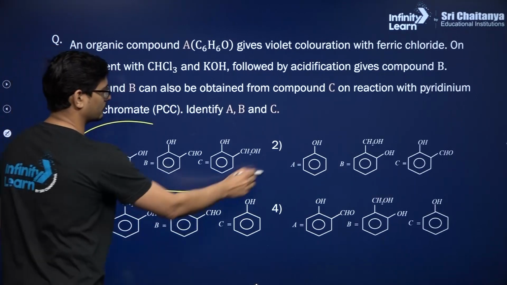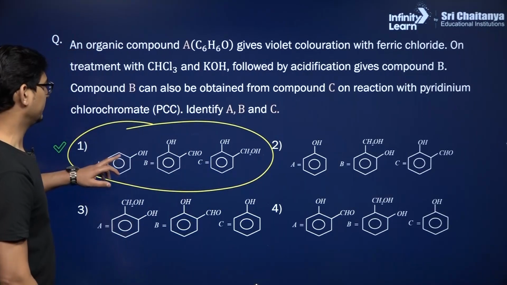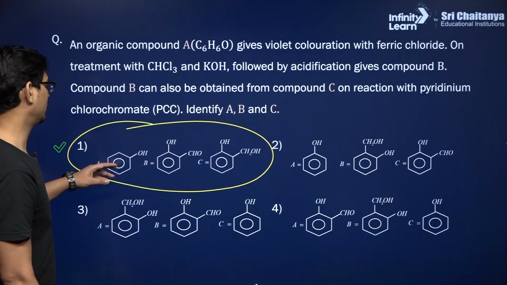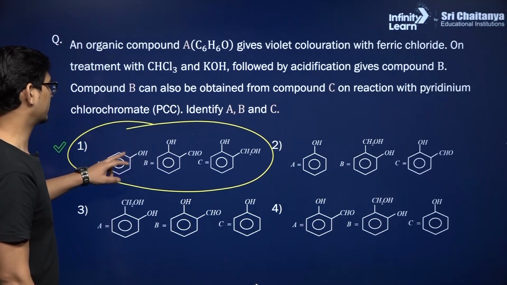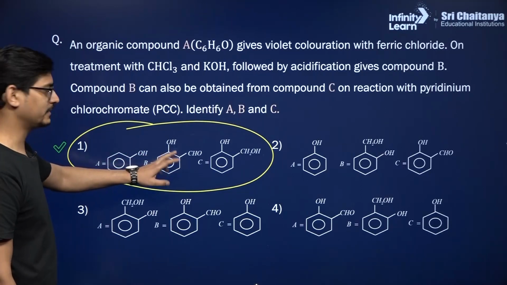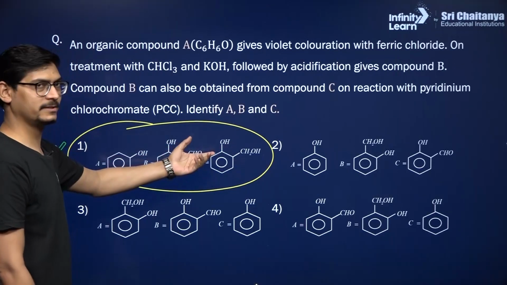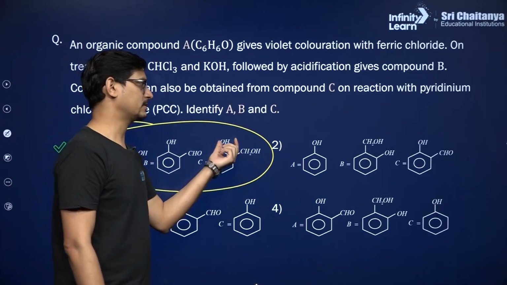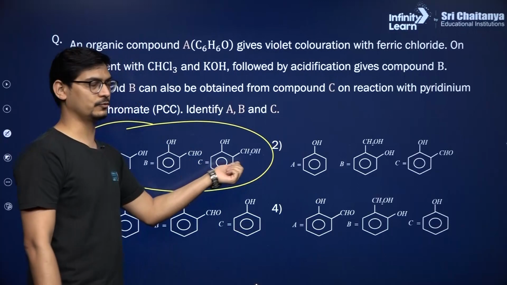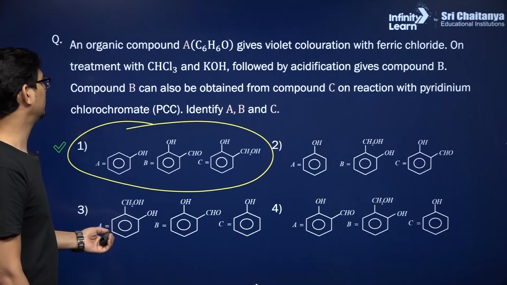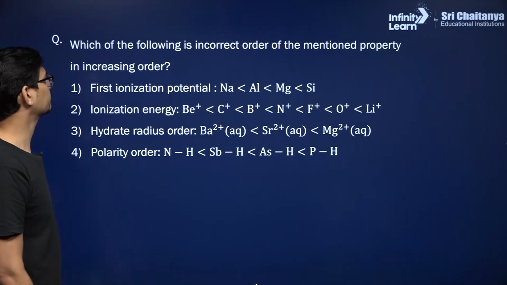So the correct answer to this question is this, guys, because yes, it gives violet coloration, the neutral ferric chloride test, a confirmatory test for phenols. Then when it undergoes Reimer-Tiemann reaction, it gives salicylaldehyde. Yes, B is the product, but B can also be obtained by the reaction of this with PCC. Yes, it's a primary alcohol. On oxidation with PCC, it yields aldehyde. So C can also give B on oxidation, right? So this is the correct set of molecules.